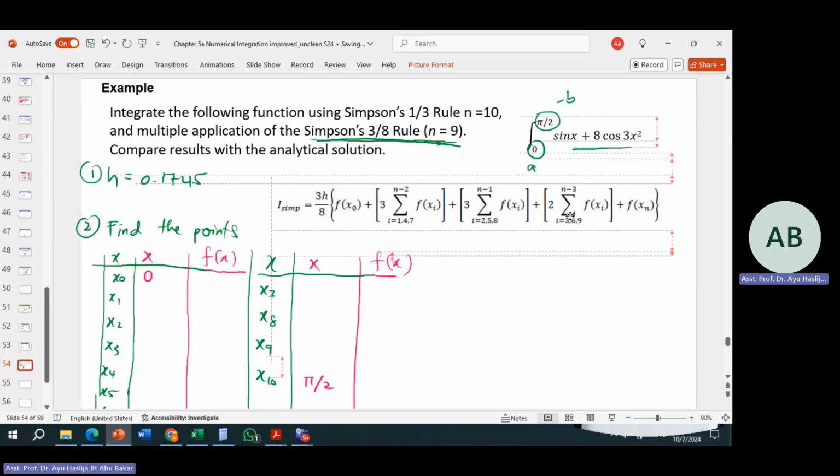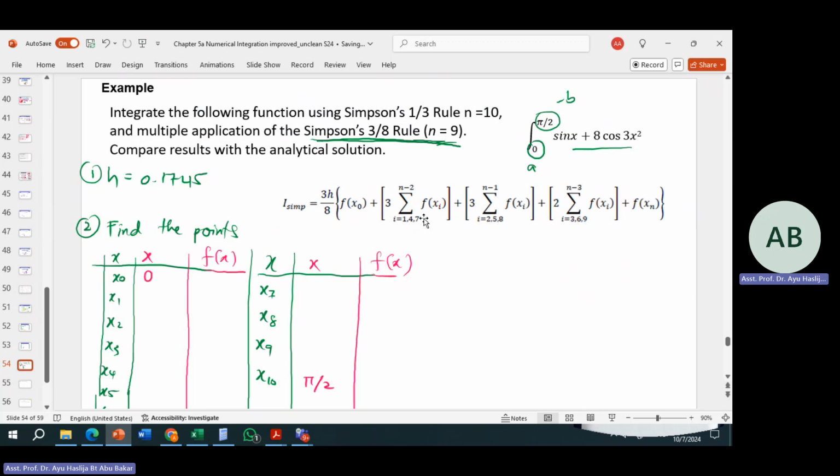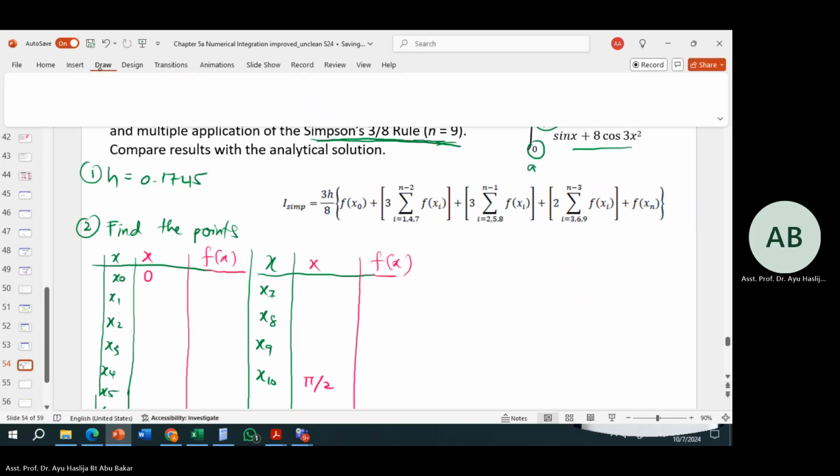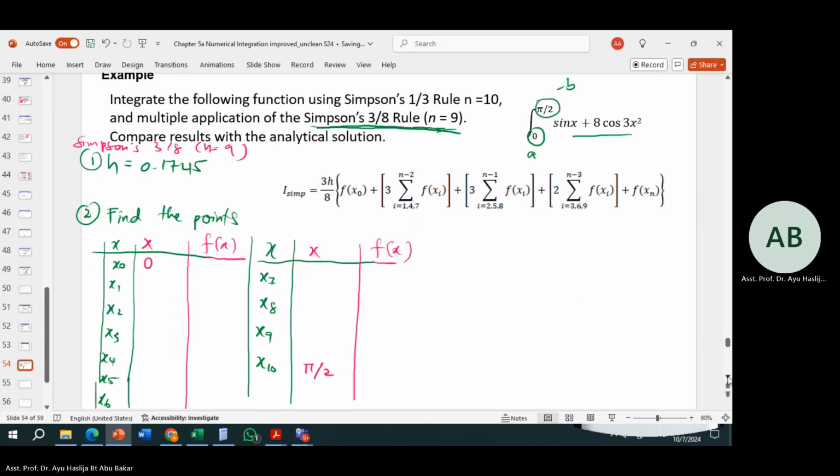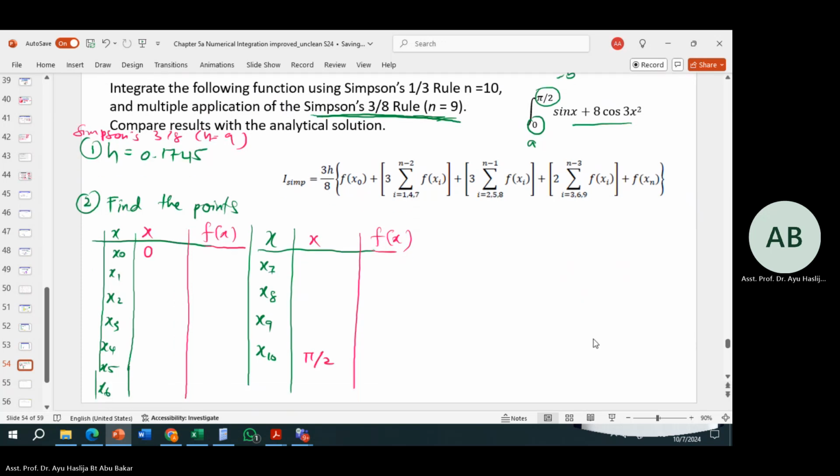Okay, make sure you use the correct equation. Simpson 3/8. This is the equation. You can expect this kind of question for your test.